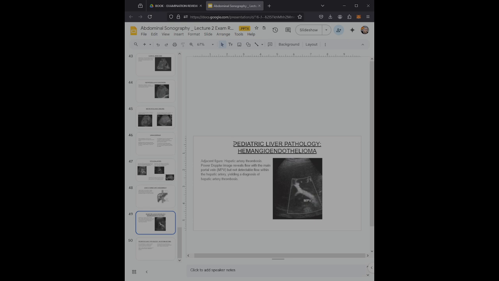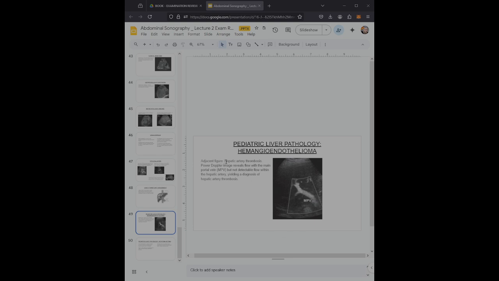So we have a pediatric liver pathology, which is a hemangioendothelioma, and it's the most common benign childhood liver tumor. They're typically identified in the first few weeks or months of life. Clinical findings include hepatomegaly or hemangiomas of the skin. And sonographically, they appear as homogeneous or complex hepatic masses, and they may contain calcifications or cystic spaces.